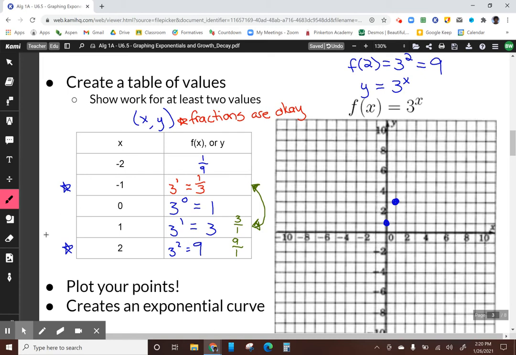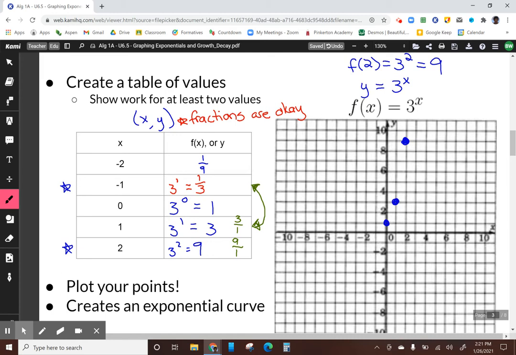And 2, 9. So interestingly enough, in this table, you're going to notice that these points are not the same distance apart. In fact, right now, I couldn't even connect them with a line. And that's a good thing because this is non-linear. This is an exponential curve.